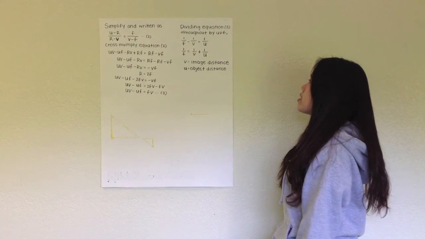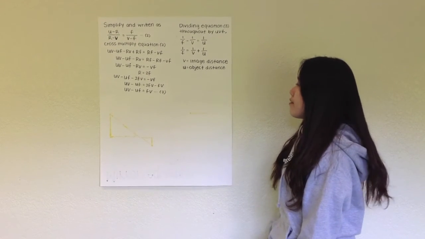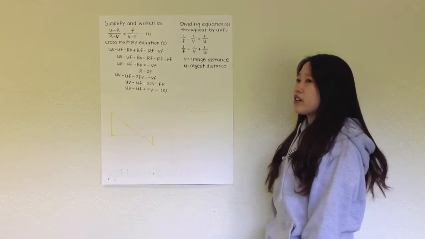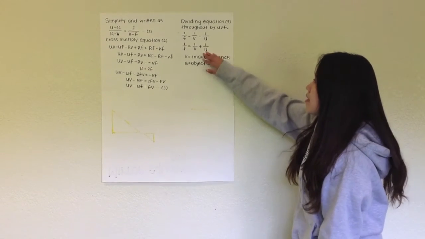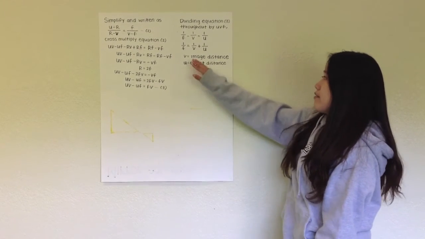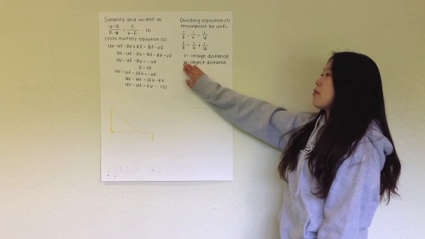Now we divide equation 3 throughout by UVF. Then it will lead to 1 over F minus 1 over V equals 1 over U, which is going to be 1 over F equals 1 over V plus 1 over U. In this case, V is image distance and U is object distance.